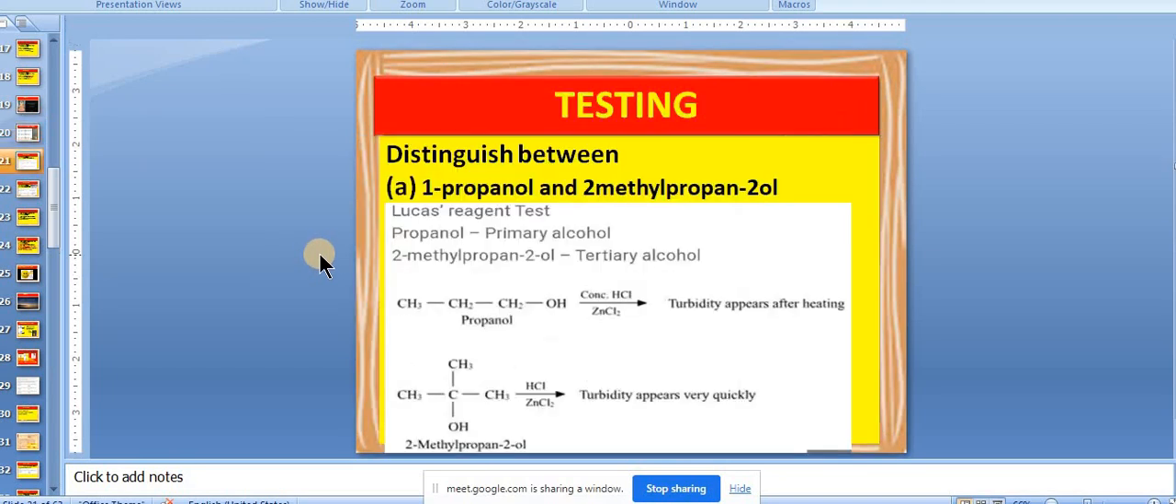So now the next part is here. The question can be asked in this manner: distinguish between 1 propanol and 2 methyl propan-2-ol. On the screen you can see 1 propanol is a 1 degree alcohol, and 2 methyl propan-2-ol is a 3 degree alcohol, and turbidity will form immediately. But in the case of propan-1-ol, the turbidity will not come as such, but only after heating.